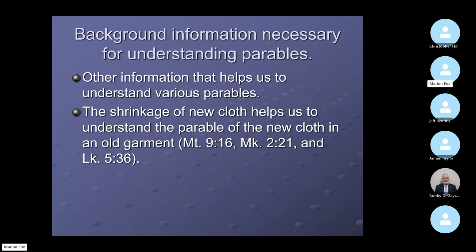Usually it would shrink a little bit the second time you washed it, and maybe just a little bit the third time. They don't do that anymore. They go ahead and sanforize, or shrink the cloth before they put it into the clothing. But shrinkage of new cloth helps us to understand the parable of the new cloth in an old garment. Some of you may be young enough that you don't remember those Levi's that you had to buy in a larger size than you were going to wear. But this is the parable in Matthew 9:16, Mark 2:21, and Luke 5:36.